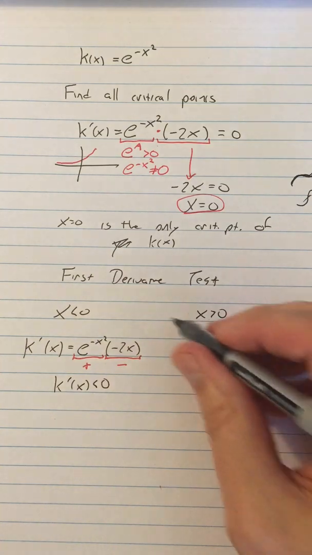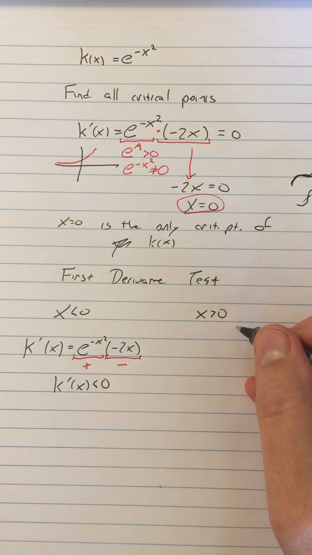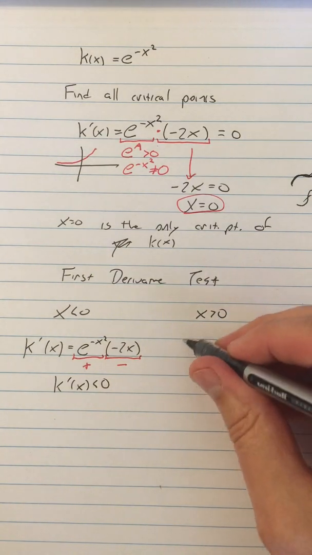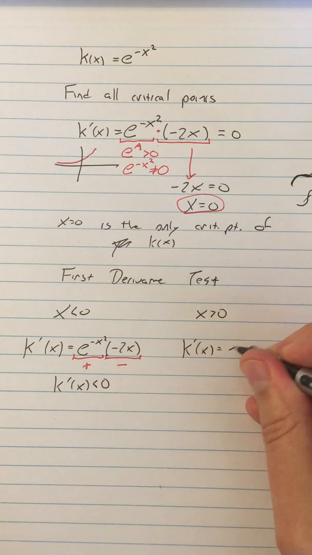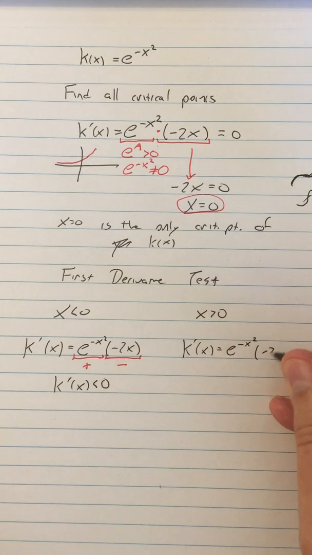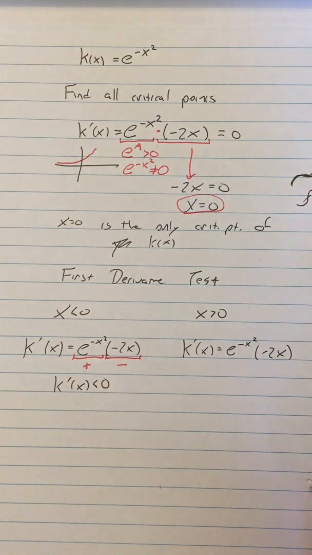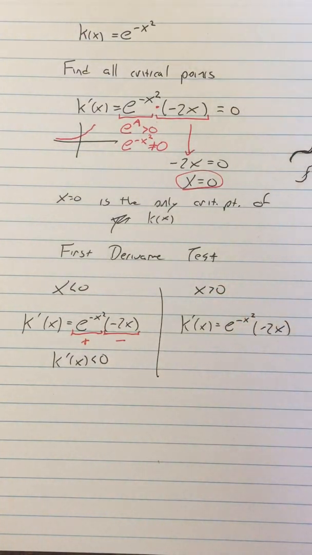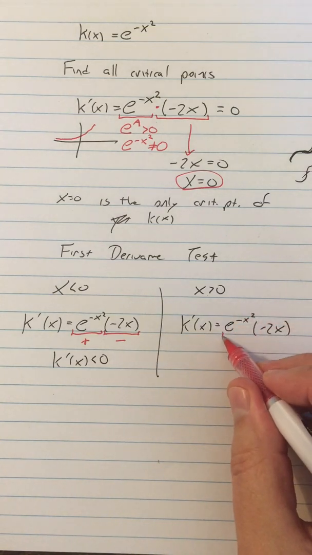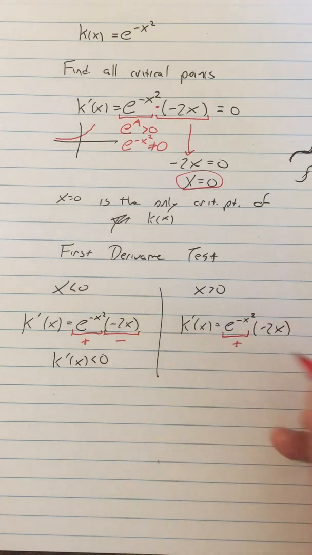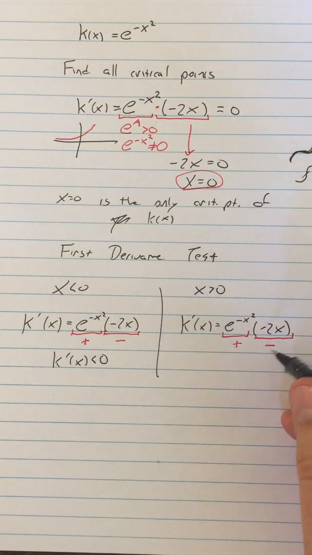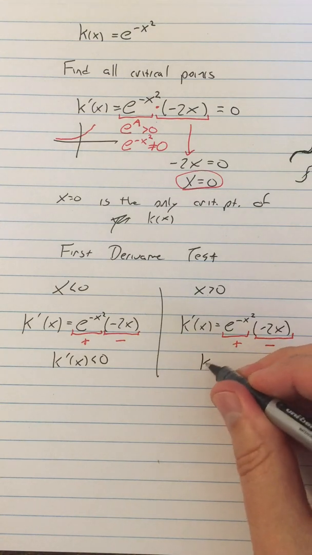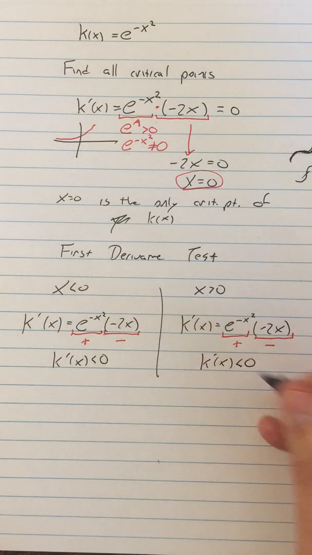What about when x is past the critical point, x is greater than 0? Then k prime of x is still equal to e to the negative x squared times negative 2x. I like to write it twice when I'm organizing my first derivative test, just so I have something to analyze on each side. On this side, once again, e to the negative x squared is always positive. But when x is positive, negative 2x is going to be negative. Now k prime of x is a positive times a negative, so k prime of x is less than 0.